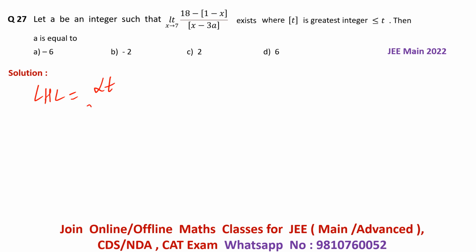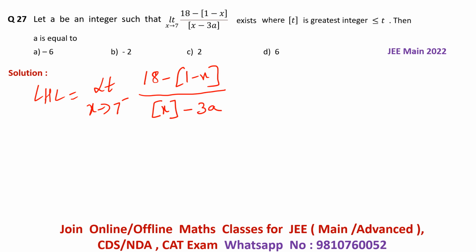It will be equal to the limit x tending to 7 minus of 18 minus GIF function of (1 minus x), and in the denominator, it's written GIF function of (x minus 3a). Now I am separating it like this, GIF function of x minus 3a. Why have I taken this 3 outside the greatest integer function? Because we know that GIF function of (x plus n) can be written as GIF function of x plus n. That means n can be taken outside whenever n is an integer, right?